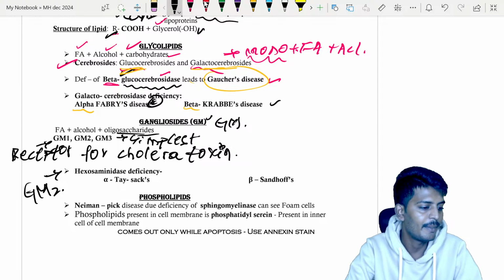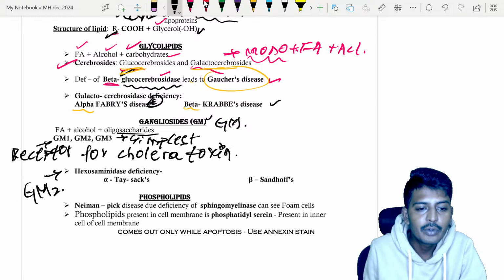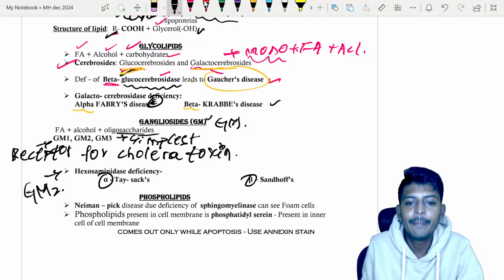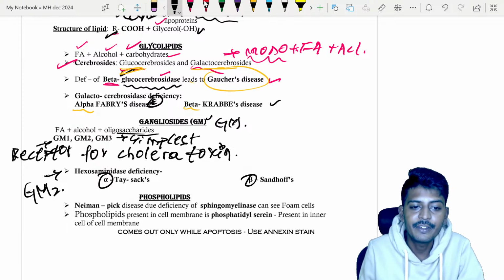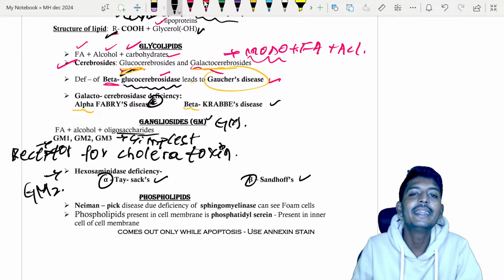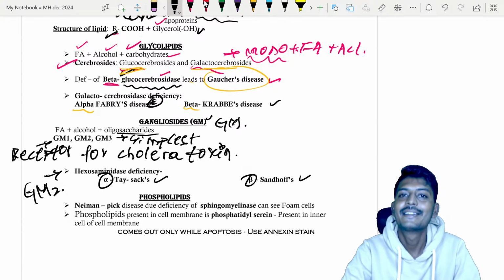Then, my dear students, these GM2 gangliosides are metabolized by the hexosaminidase enzyme. Hexosaminidase has two subtypes, alpha and beta. Hexosaminidase alpha deficiency leads to Tay-Sachs disease. Beta hexosaminidase deficiency leads to Sandhoff's disease.